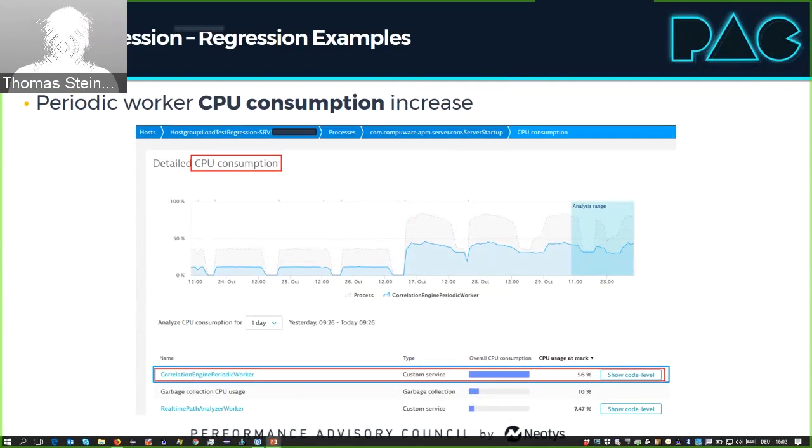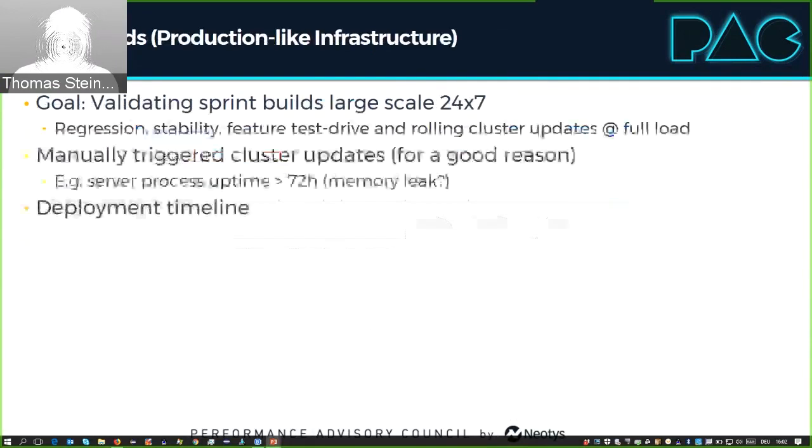So this is also something which ideally we detect on a daily basis. All right, sprint builds. As said, sprint builds are tested on production-like infrastructure. So the goal here is really validating more or less sprint builds which should be stable in a large-scale fashion. Again, 24/7. So it's not about testing a few hours and we are gone. So it's really about having that running all the time.